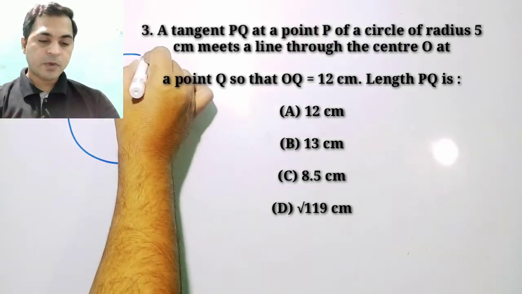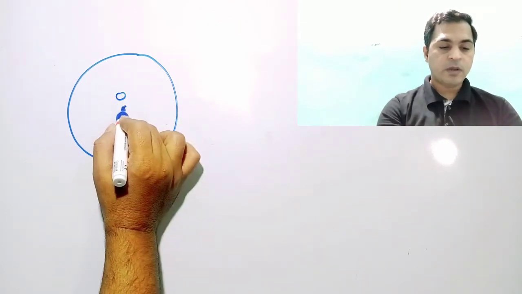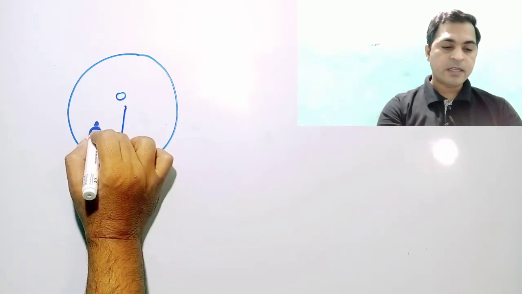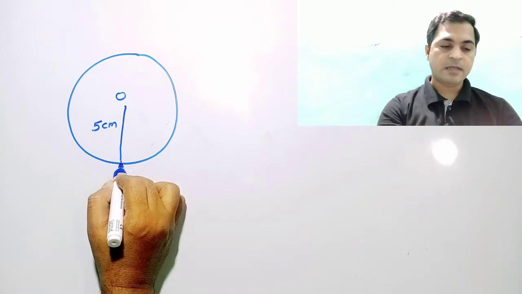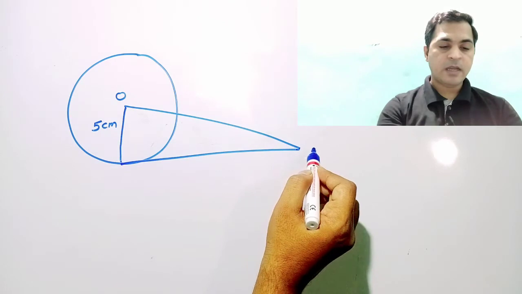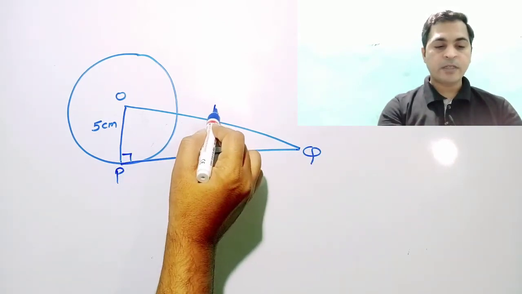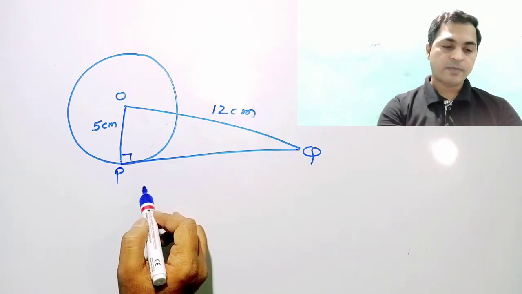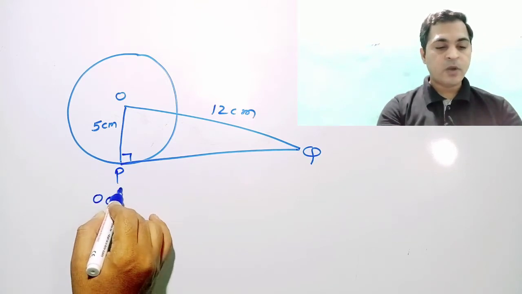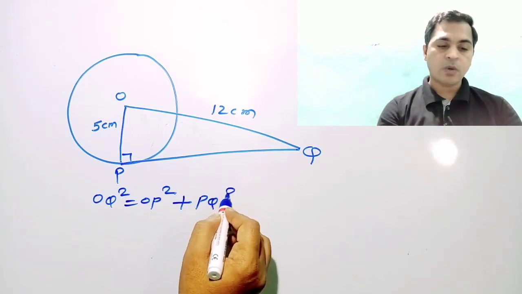Okay, so here you can see that this is a circle and its center is O, and the radius of this circle is, students, 5 centimeter, right? And there is a point exterior to the circle, and from the center to the exterior point the length is 12 centimeter, right students? As we know, the radius is always perpendicular to the tangent.